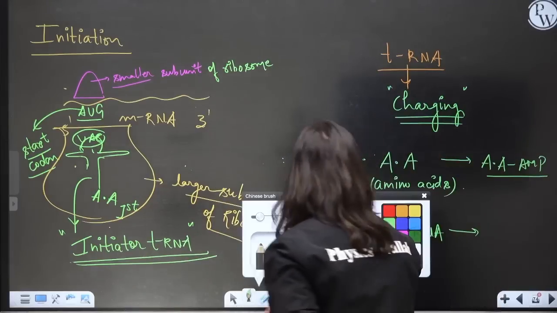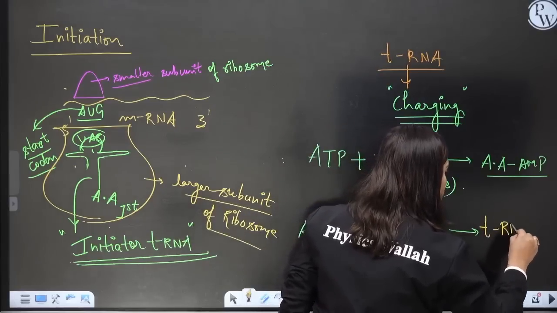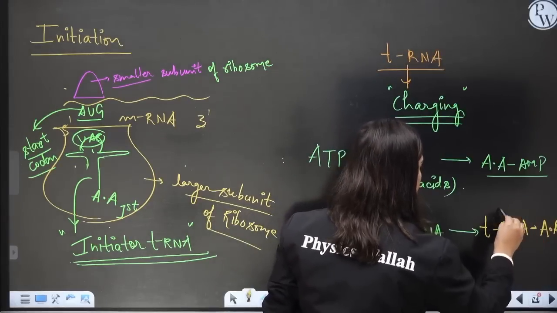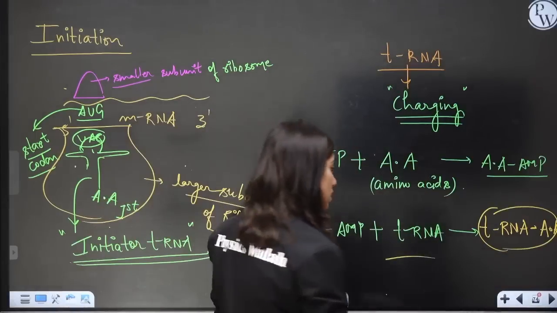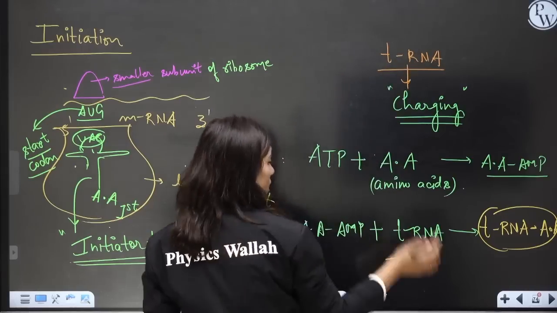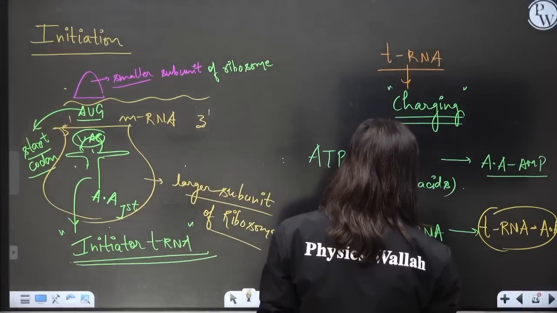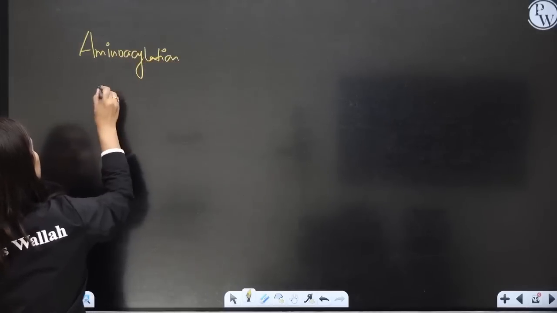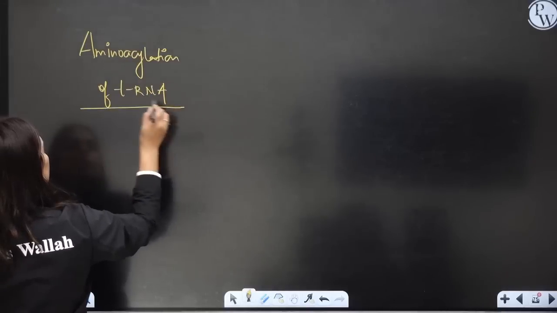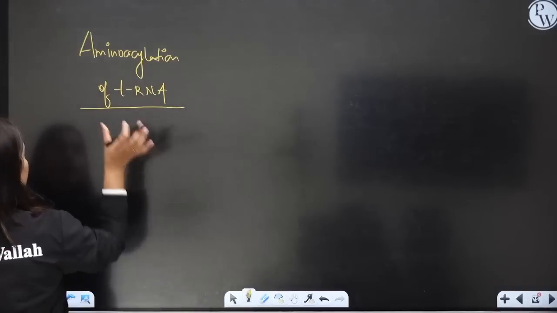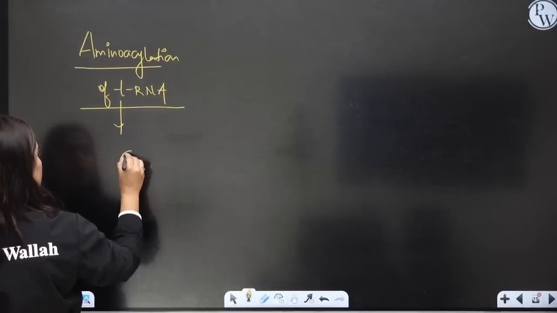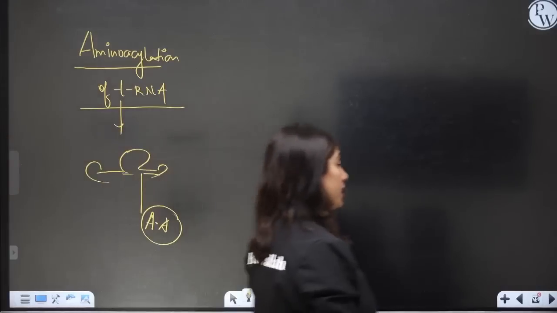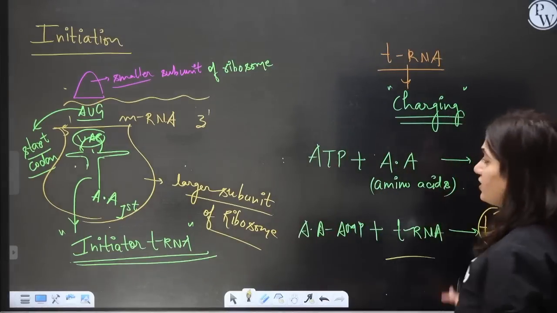So now what will we get? We'll get a tRNA with which an amino acid is associated. This is called a charged tRNA, or the aminoacylation of tRNA. First of all, the amino acids are activated with the addition of ATP, and then that amino acid is added to the tRNA. This is called the aminoacylation of tRNA, that means tRNA which is associated with an amino acid. And the very first tRNA is called the initiator tRNA. So this is the initiation done.